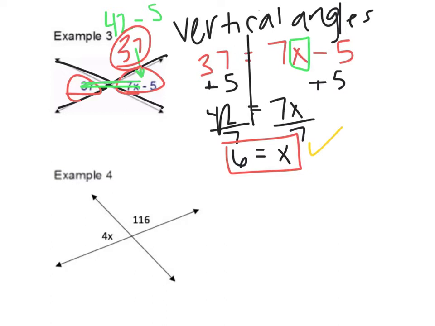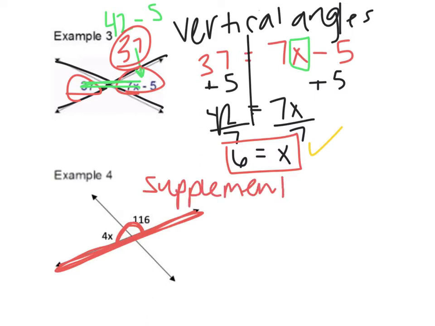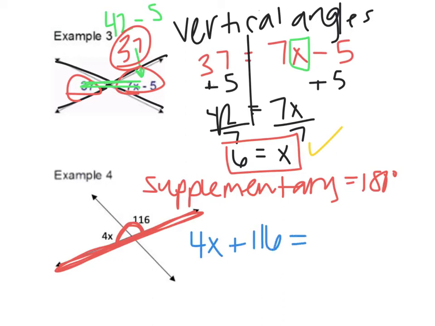Final example, example 4. If you notice that those two angles make a straight line when I look at them together, that tells me that these two angles are supplementary angles. So because they are supplementary angles, that means that they equal 180 degrees. So I can set up my equation of 4x plus 116 has to equal 180 degrees. And then I'm going to go ahead and solve.